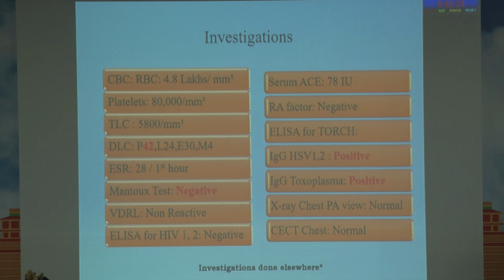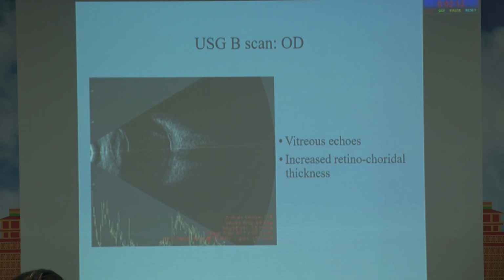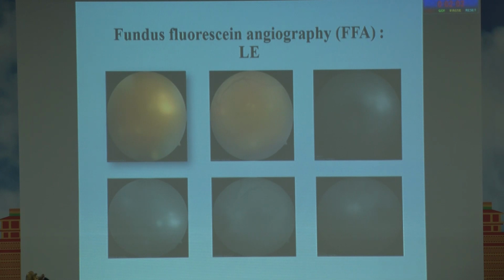These were the investigations done elsewhere. Mantoux was negative. ELISA for TORCH, IgG, HSV 1 and 2 and toxoplasma came out positive. USG B scan of the right eye showed vitreous echoes with increased retinochoroidal thickness. AC tap was done, PCR was negative for eubacterium and pan-fungal genome. As media was relatively better in the left eye, fundus fluorescein angiography was done. In the late phases of the angiography, we could see an incomplete ring of fire appearance.